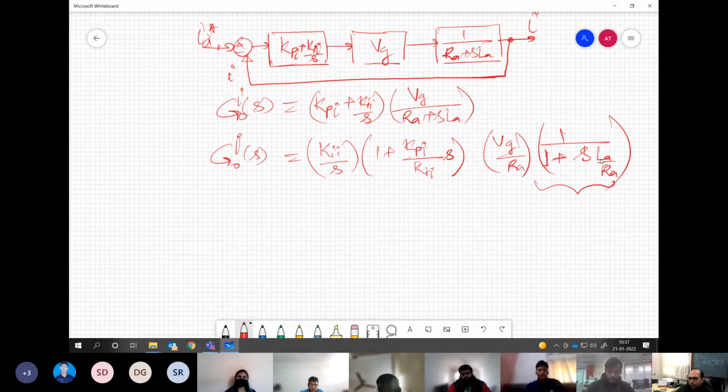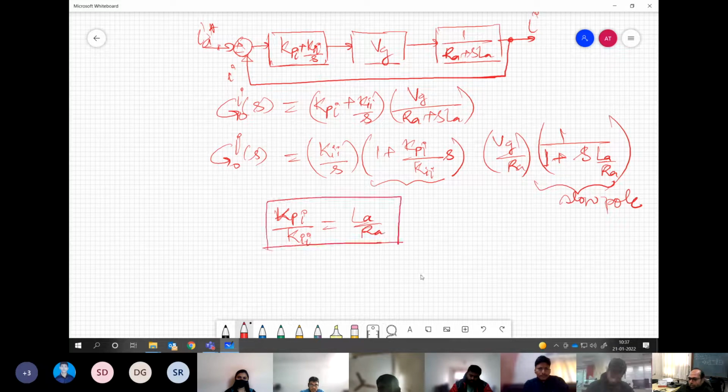Now this will respond only at the time constant LA by RA. If we can somehow compensate this slow pole, then our system will be independent of the variation of the time constant LA by RA. So simply, if we use this zero to compensate for this pole, which means keeping KPI by KII simply equal to LA by RA, this gives the first relationship for designing our controller parameters KPI and KII. So this is the first relationship.